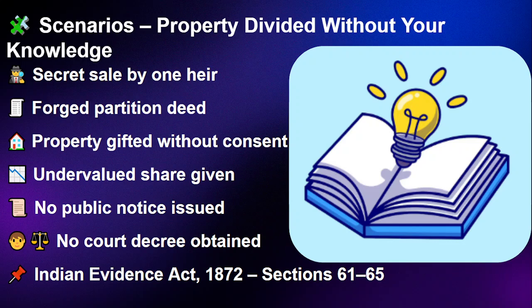If you suspect manipulation, consult a lawyer and gather records. Bank statements, mutation records, and property tax receipts can be useful. You can also file for cancellation of fraudulent deeds. The court may appoint a commissioner to inspect and report on the property. This ensures a fair and transparent division.